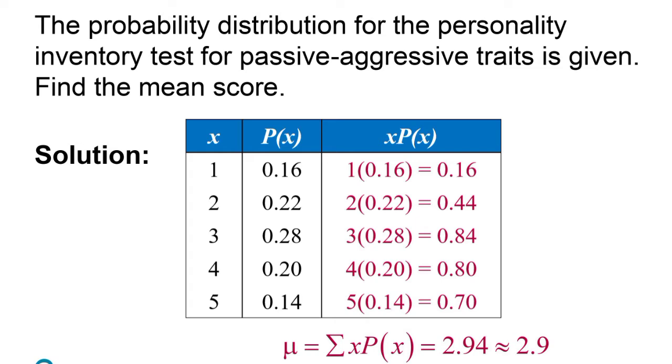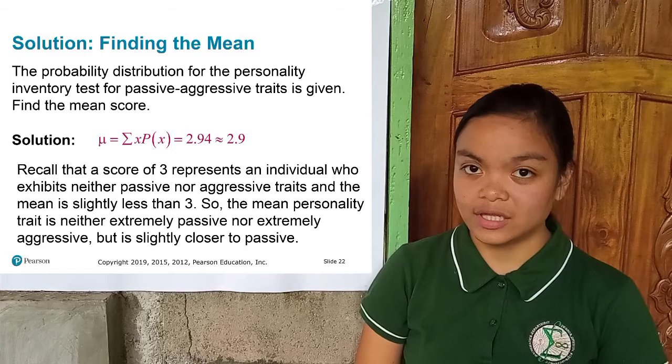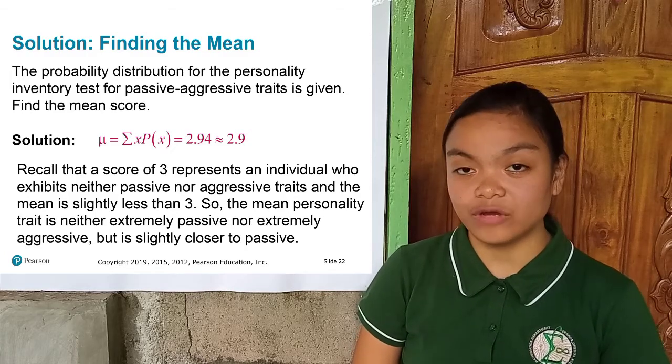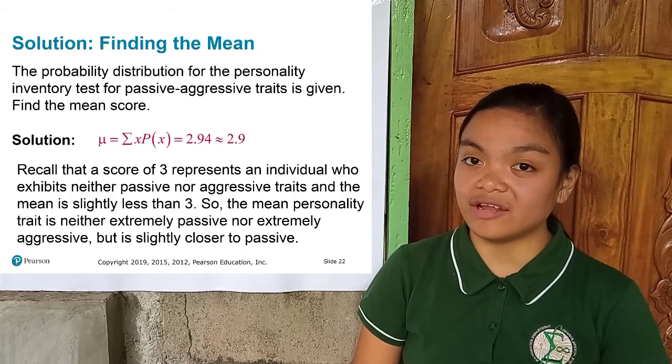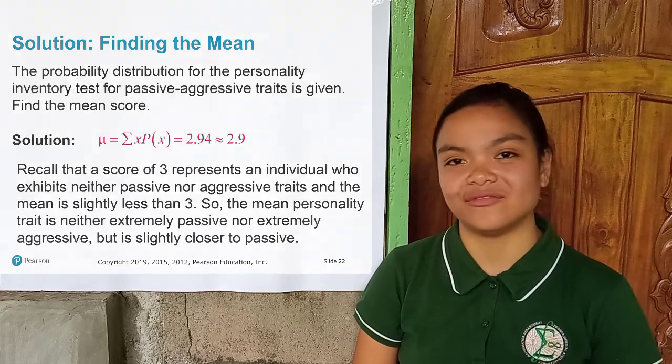Remember that the mean is the sum of all the values of the third column. So when you sum that all up, 0.16 plus 0.44 plus 0.84 plus 0.80 plus 0.70 equals 2.94, and that is approximately equal to 2.9. The mean score is slightly less than 3. This means that the mean personality trait is neither extremely aggressive nor extremely passive, but slightly closer to passive.